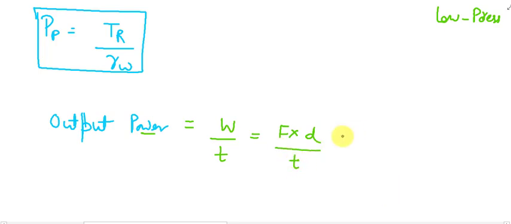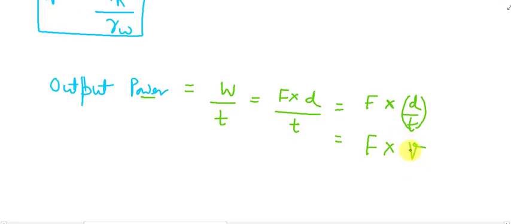Okay, time. Force into distance upon time. Distance upon time is equal to your velocity. Force into velocity. Please note down that I use small velocity, means the unit of force is Newton and the velocity is meter per second.